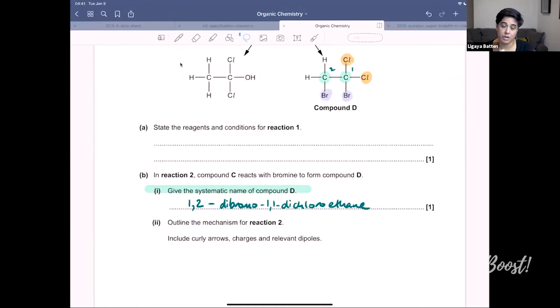If we have more than one side group, we say di, methyl, or dibromo, or dichloro. In this case, we have 2 bromos and 2 chloros. We have to put the bromo and chloro in alphabetical order to match with the systematic rules. And so that gives us our systematic name for this compound D.